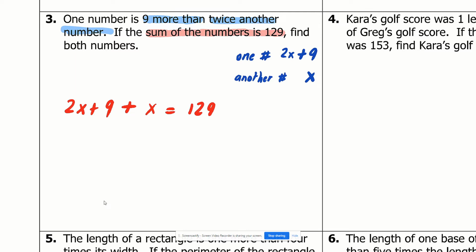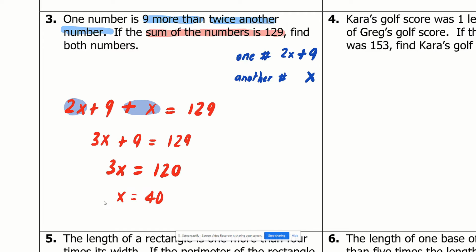What can we combine here on this side? What is 2x plus 1x? So we got 3x plus 9 equals 129. Now what? We're going to subtract the 9. 129 minus 9 is 120. And then lastly, what's 120 divided by 3?